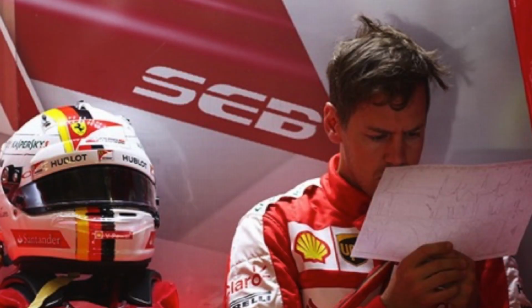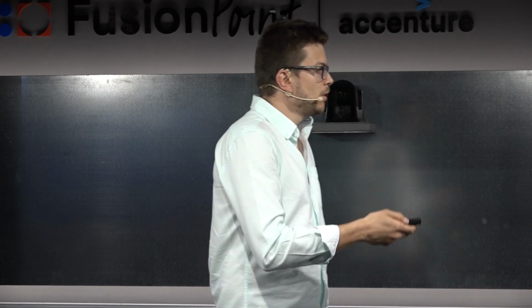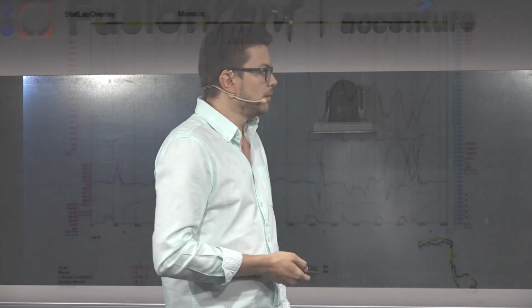What you can see here is Sebastian Vettel, a racing driver in Formula One, who's looking very carefully at an A4 sheet of paper. What this sheet of paper contains is a lot of information on how he has performed across a lap of a racetrack. What he has on his hands is very likely something like this.